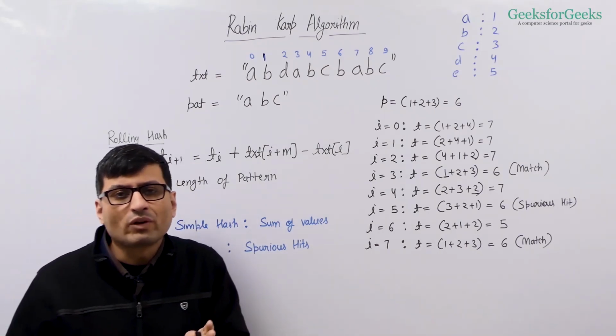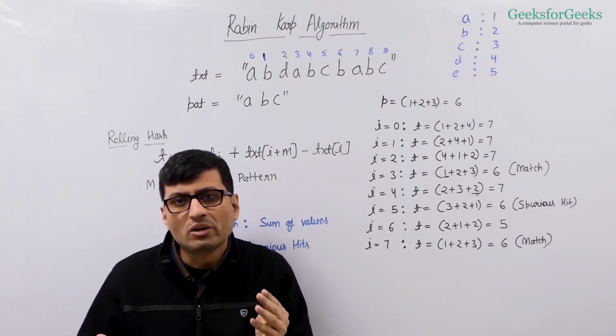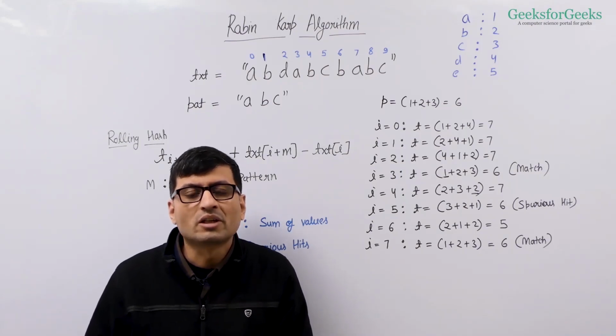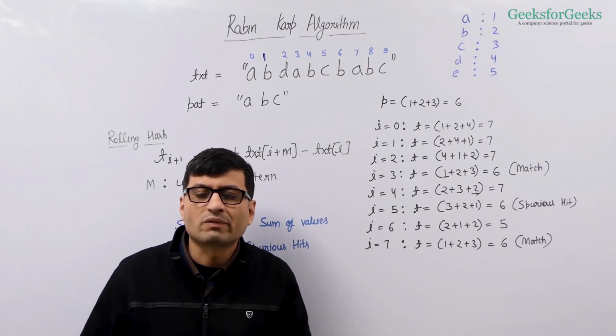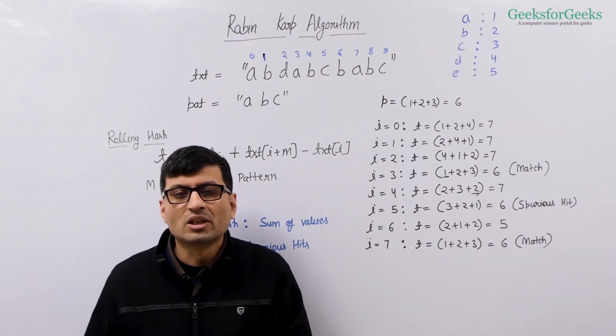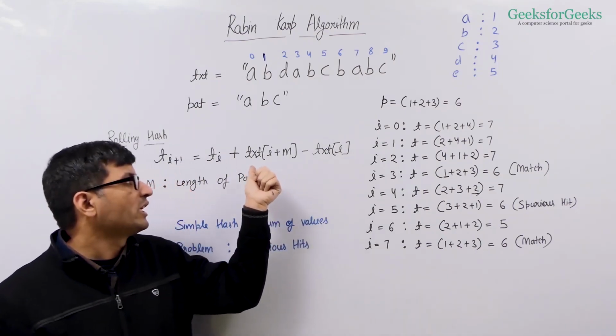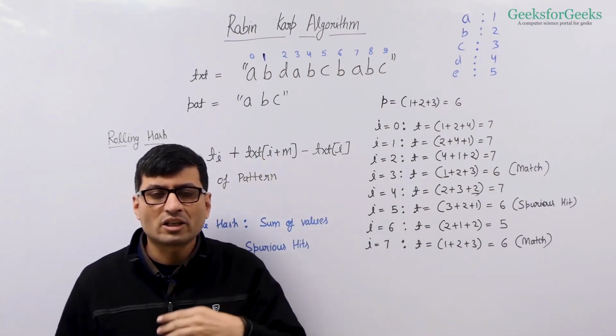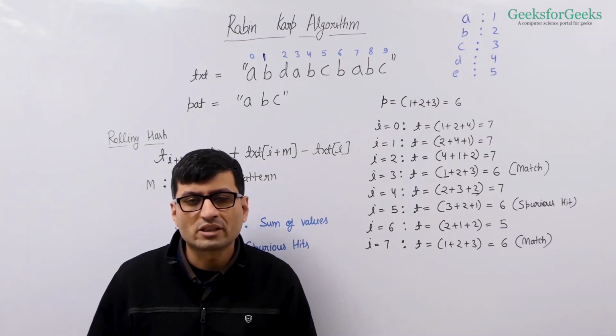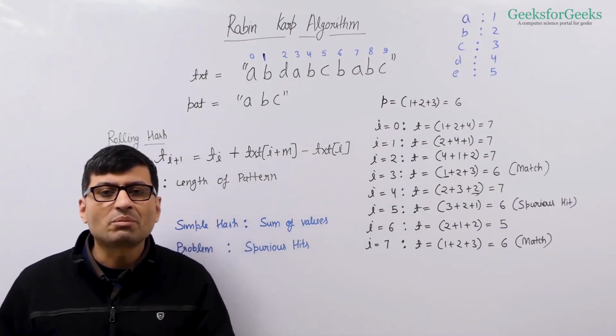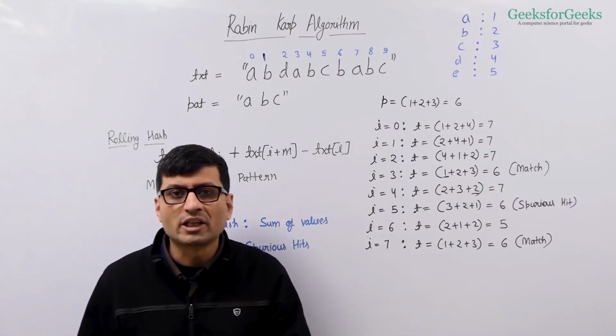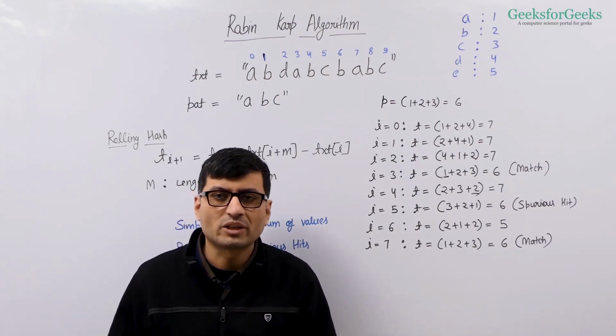For a pattern of length 3, it might not be looking like a big optimization, but imagine patterns of lengths hundreds or thousands. We are simply doing one addition, one subtraction rather than traversing through those hundreds of characters. So this rolling hash can be computed in big O of one time using the previous hash value.